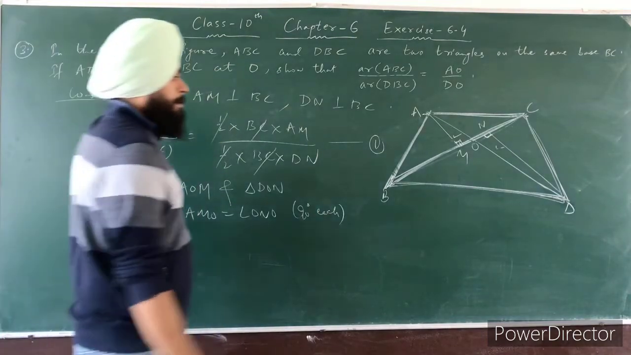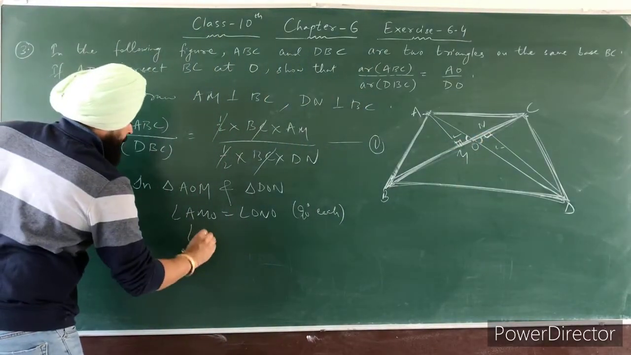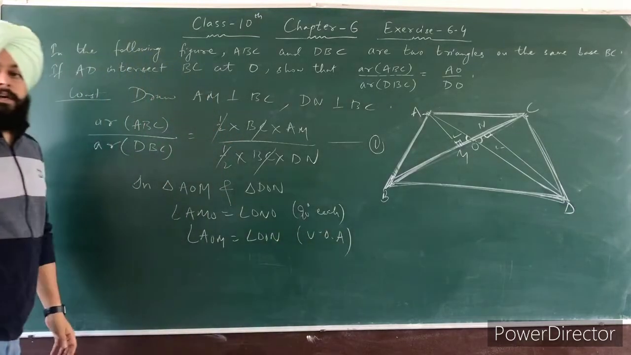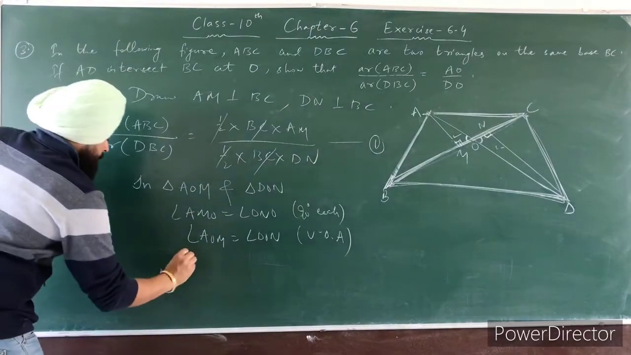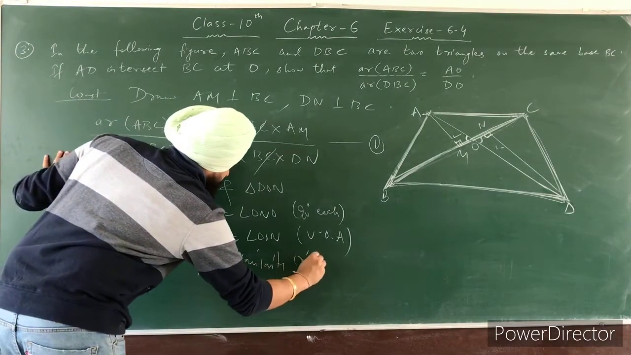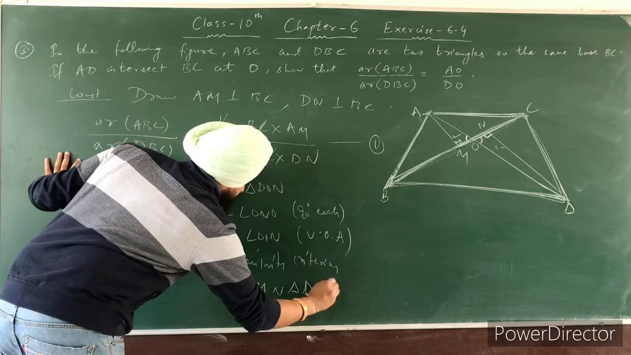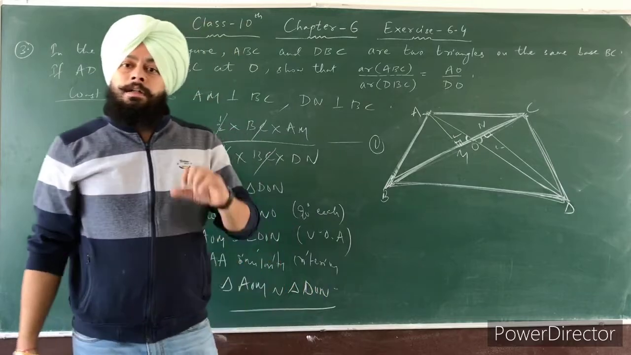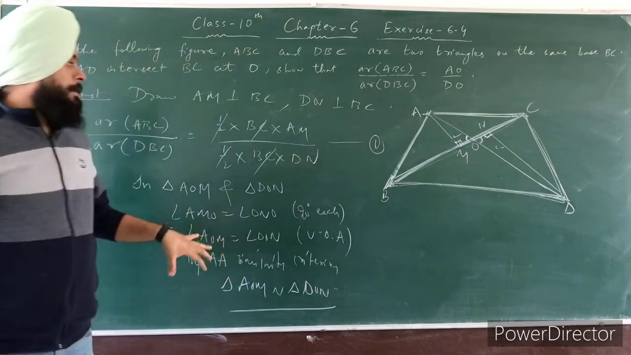The second is, you can see here, this is the name of vertically opposite angle. So right here angle AOM is equal to angle DON, vertically opposite angle. So by AA similarity criterion, triangles are similar. Now if the triangles are similar, then the corresponding sides are proportional and corresponding angles are equal also. But in this question we need corresponding sides.